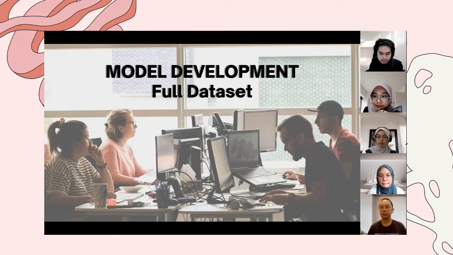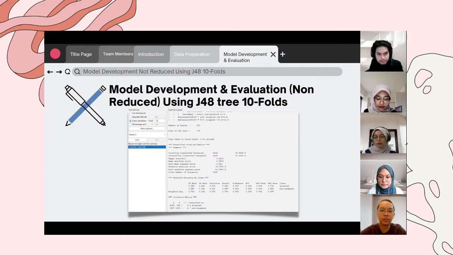In this session, I'm going to talk about the model development. The model development was tested and evaluated using J48 cross-validation and percentage splits, using the full dataset and the reduced dataset, which was reduced to 15 attributes. For the model development using J48 with cross-validation, we split the testing into 2 parts: 10 folds and 20 folds.